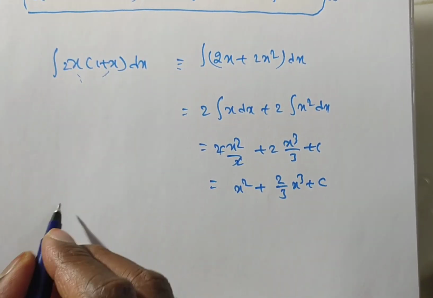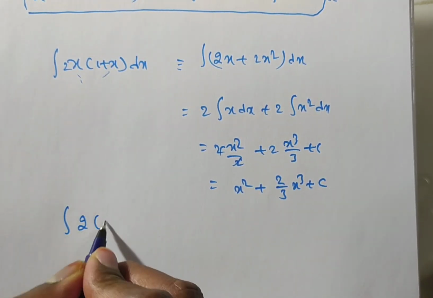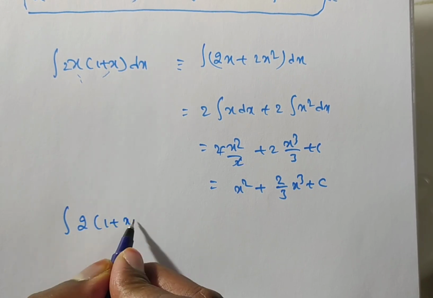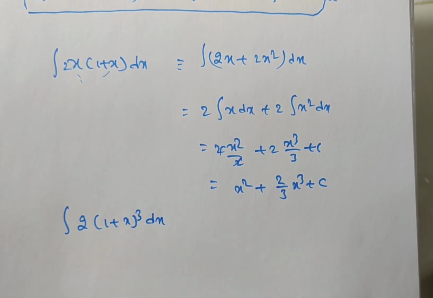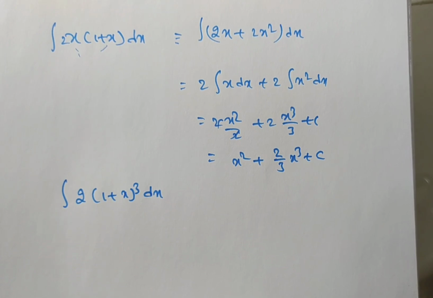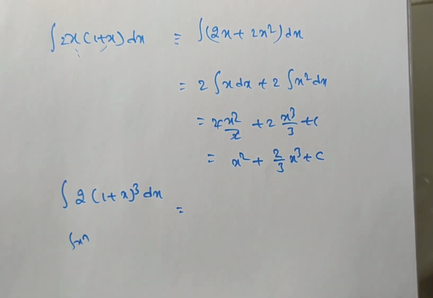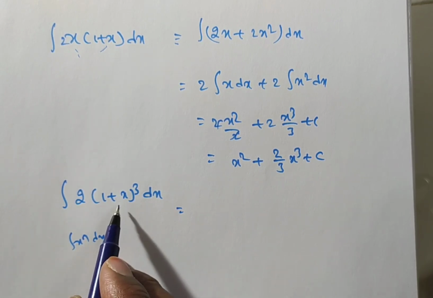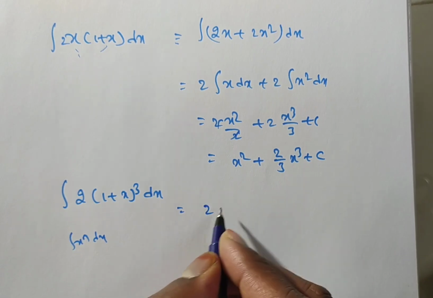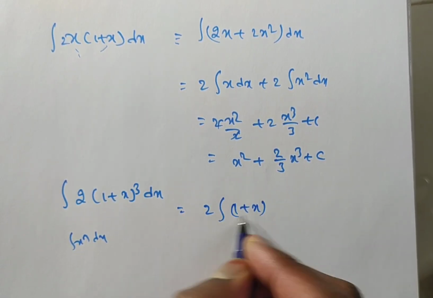Next problem: evaluate integral of 2 times 1 plus x whole cube dx. You see, actually if it is x to the power of n, then you can apply the formula directly. x power n dx means you can do it directly. But this is 1 plus x whole to the power of 3. So first you write this as 2 times 1 plus x whole cube dx.